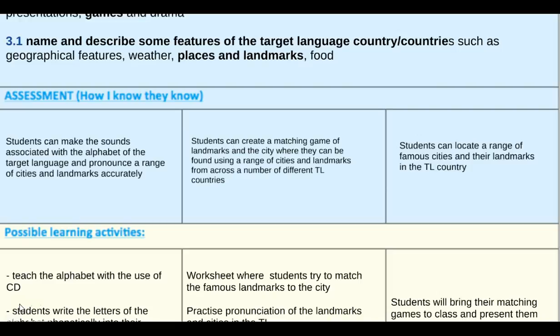We repeated this process again for our third learning outcome, naming and describing some features of the target language country or countries such as places and landmarks. We as a department decided that students would be able to locate a range of famous landmarks and cities in the target language country or countries.